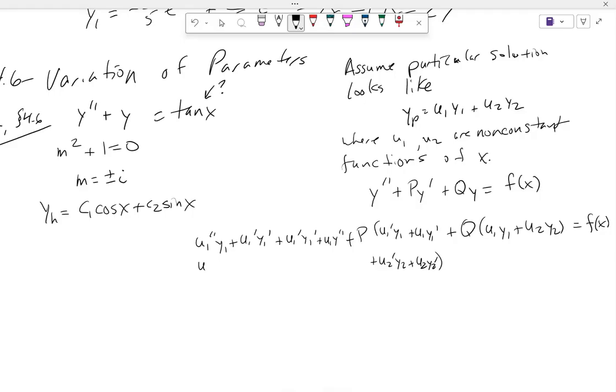Let's do the same thing with the 2's. It's the same exact formulation here, just with the y2's. I know I'm going a little quickly, but I only have about 4 minutes left, so I'm just trying to get through it.